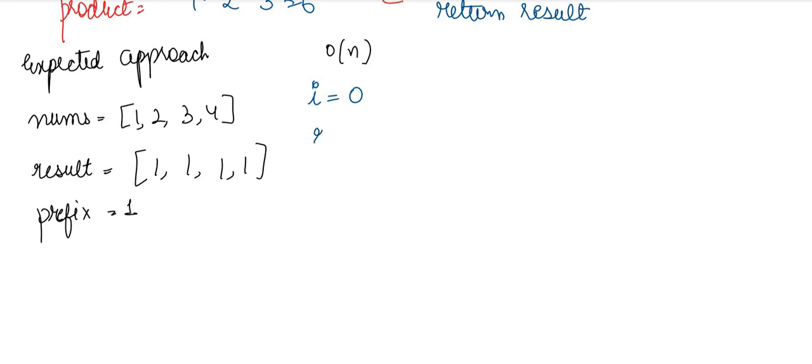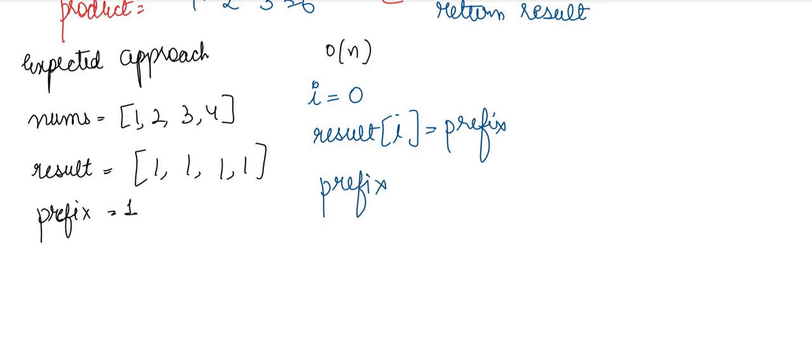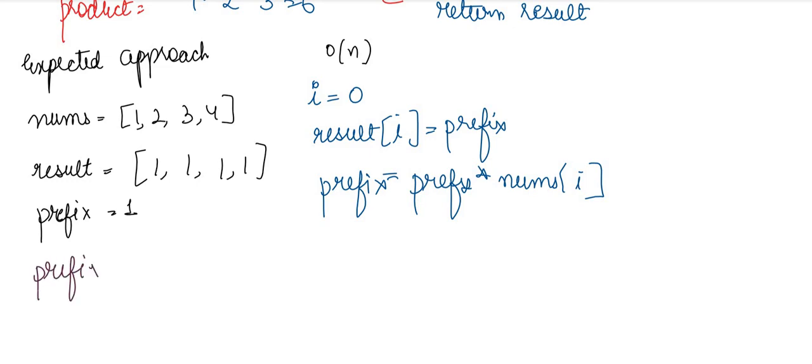Prefix is 1 already. So for every I value we will assign the value of prefix. Prefix value is 1, so result of 0 is 1, which is already 1. The result value will stay as it is and we will recalculate the prefix value. New prefix will be prefix equal to prefix star nums of I, so we will multiply the nums of I value to it. I value is 0 right now, so the new prefix value is going to be 1 into 1, which is 1 only. And then we increment I, so I will be 1.